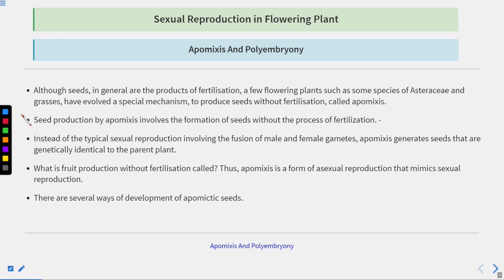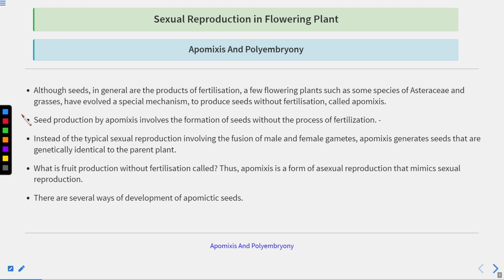So we studied about the double fertilization, that is the characteristic feature of the angiosperms. Okay, and then we studied the post-fertilization events. What happens after the fertilization? Endosperm development, and then the embryo development, and then the ovules form the seeds, and the ovary gets transformed into the fruit. Okay, and one of the characteristic features of the angiosperms, which are also known as the flowering plants, is that the seeds are enclosed within the fruit.